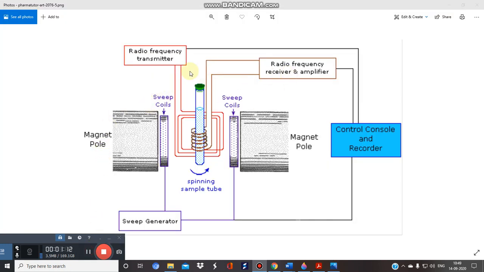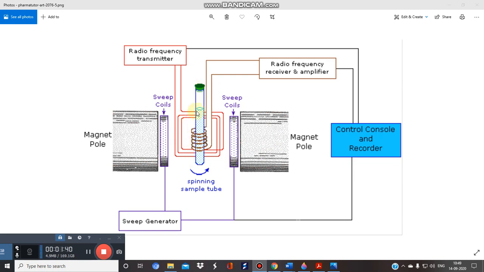If we see the instrumentation setup of the nuclear magnetic resonance, or you can say NMR spectrophotometer, as it is nuclear magnetic, there is a magnetic pole. So we use magnetic poles. Yes, there are two magnetic poles used in the NMR. And look at this, this is a specially made NMR tube. In this tube we have our sample.